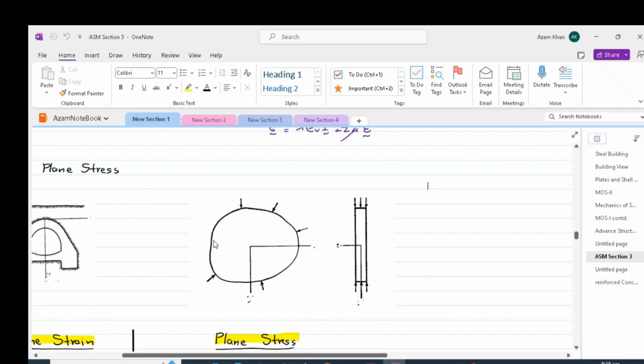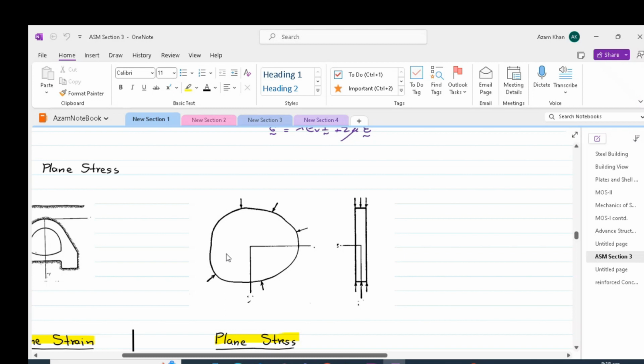So in this figure, we have a plate which is subjected to in-plane loading, and the cross section of this plate is very small. So this is a plate, it can be a wall, whatever we want to call it, but the thickness is very small as compared to the other dimensions.